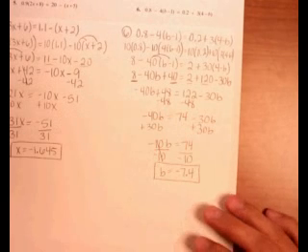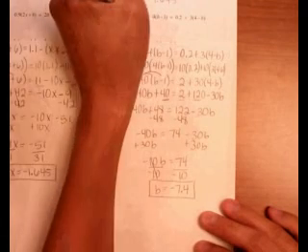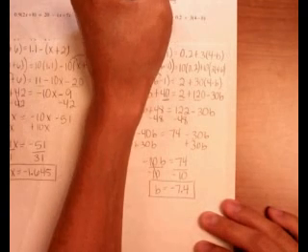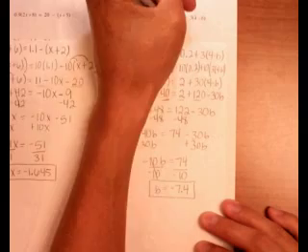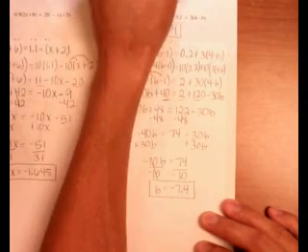So on number 6 for my problem, I'm going to write b equals negative 7.4. Forgot to box in number 4.